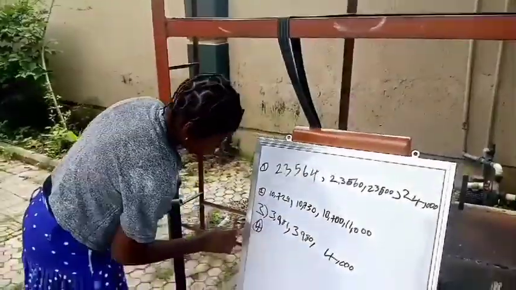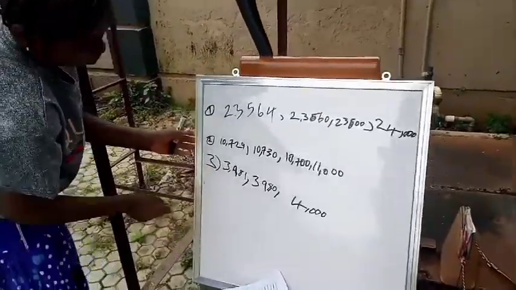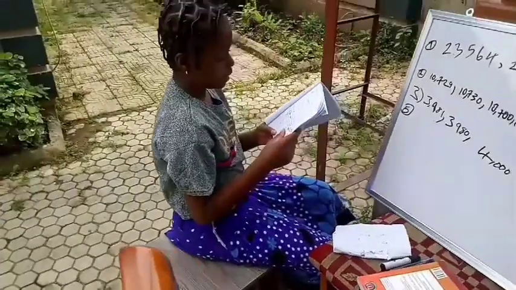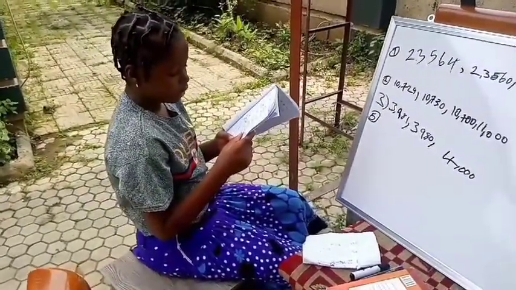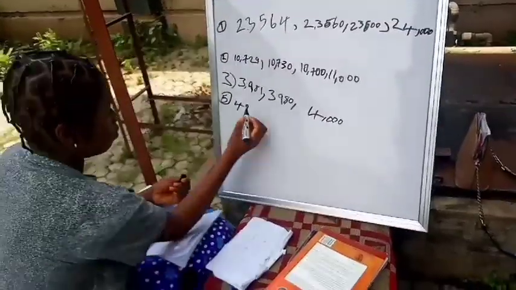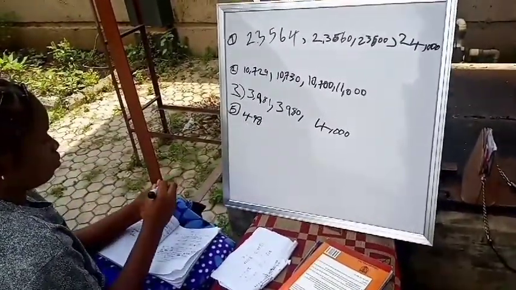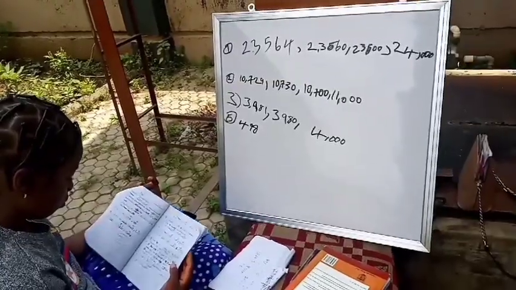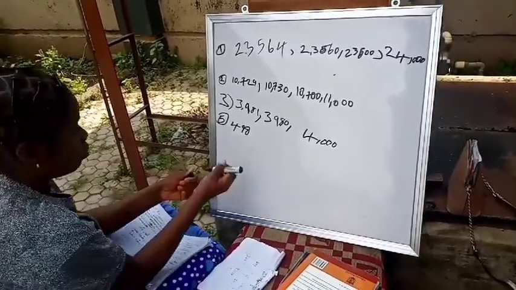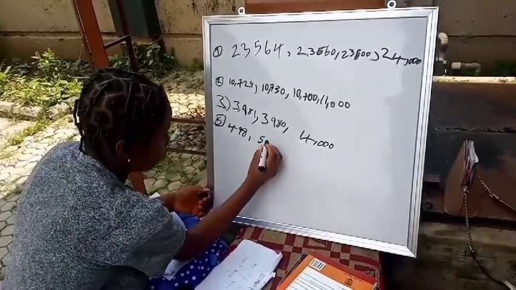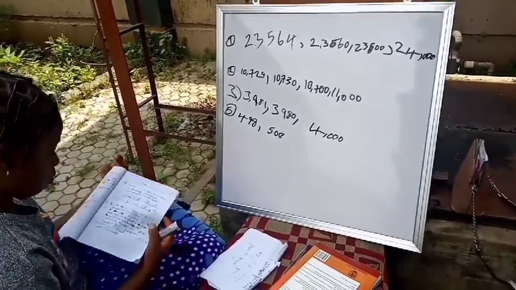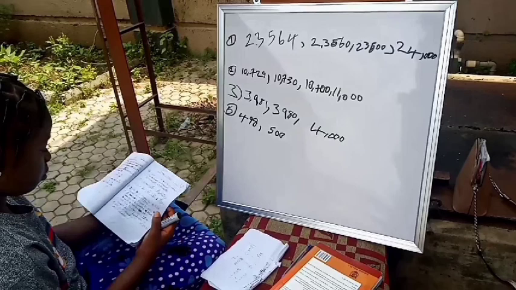If you go number 4, move to number 5. It says if 498 was rounded off, was rounded to 500. Write 500 on the board. Look at that thing very well. What kind of rounding off did they do there?